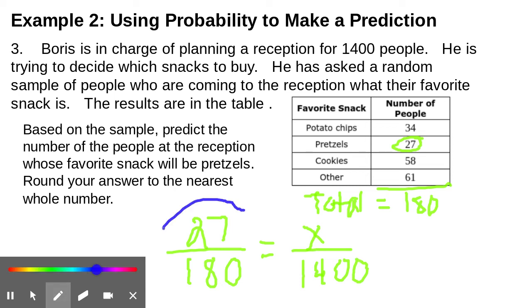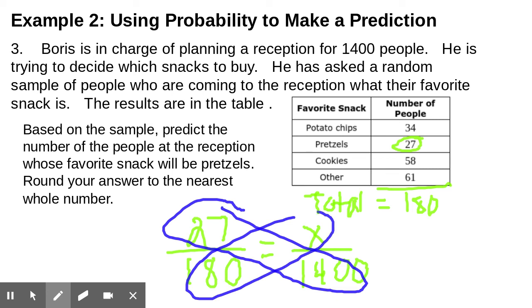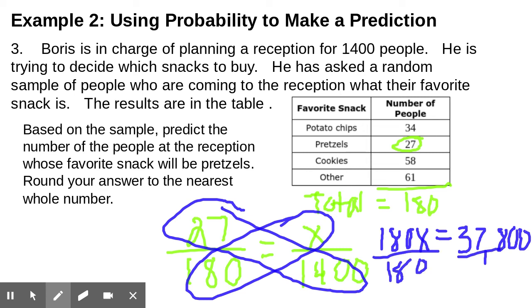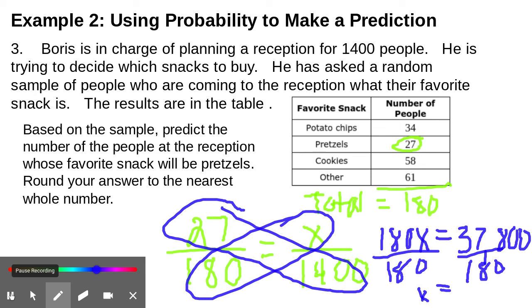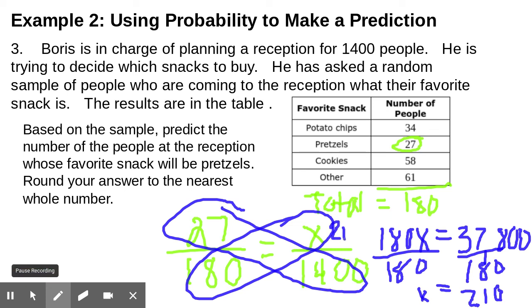All right. So then we can cross multiply here. 180 times x is 180x. And then 1,400 times 27 gives me 37,800. And then we want to divide by 180 to find my final answer. 37,800 divided by 180 gives me my answer of 210. So 210 people will like pretzels if 1,400 people are surveyed.